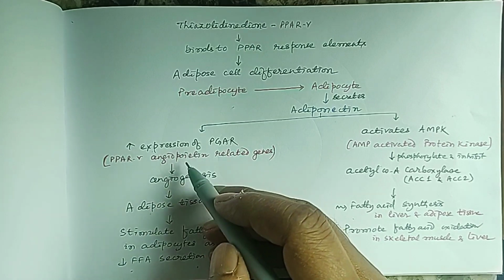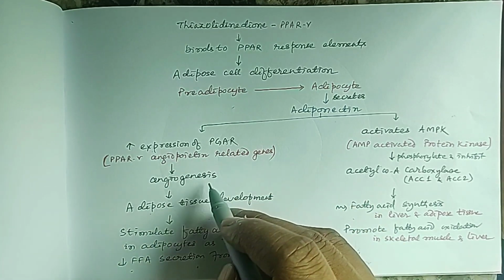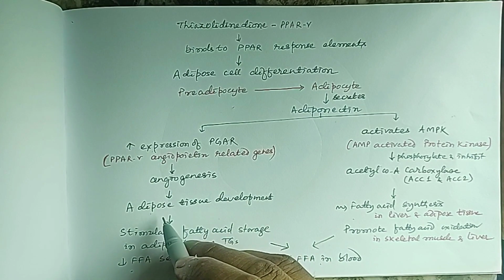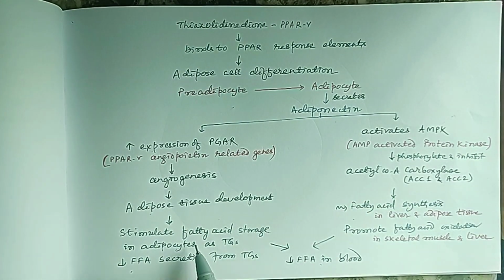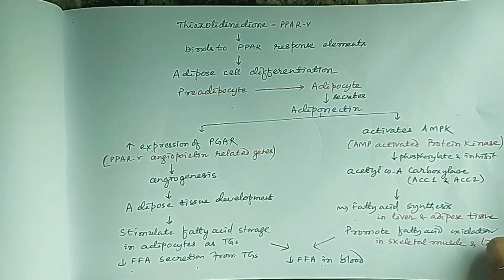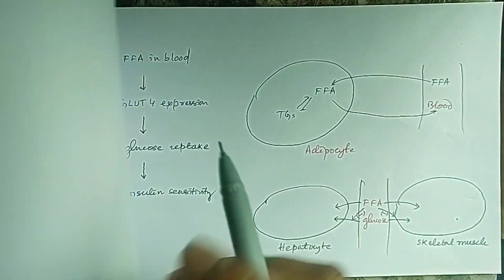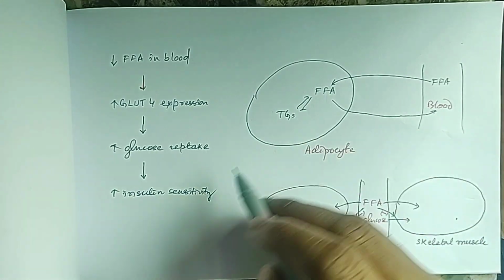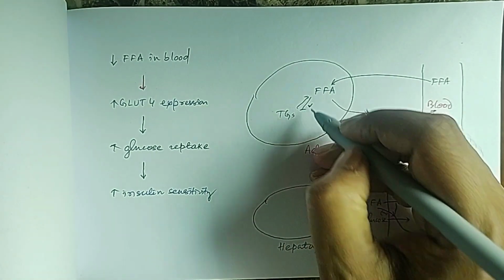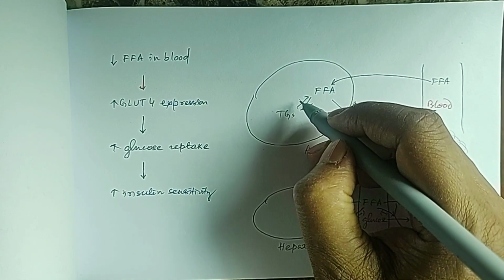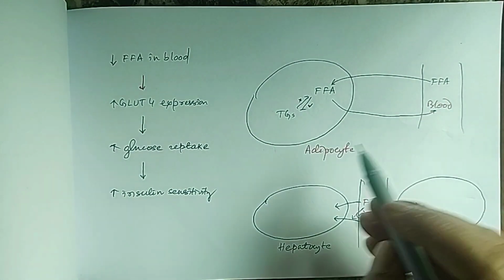By the increased expression of these genes, there will be angiogenesis, formation of new blood vessels in adipose tissue, so that will cause adipose tissue development, and that will stimulate fatty acid storage as triglycerides and decrease the free fatty acid secretion from the triglycerides. So this will be facilitated and this will be inhibited.